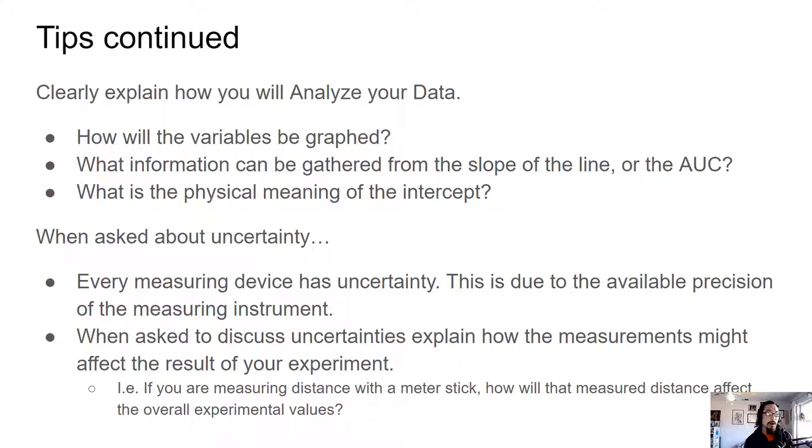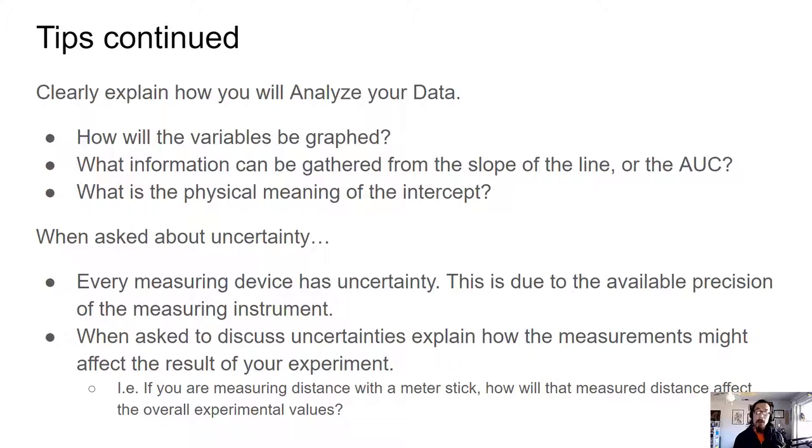All right, when I ask about uncertainty, this is very important. There's usually a point assigned for the uncertainty idea behind an experiment. So this is what you need to know. Every single measuring device has uncertainty. And this is due to the available precision of the measuring instrument. When asked to discuss uncertainties, explain how the measurement might affect the result of your experiment.